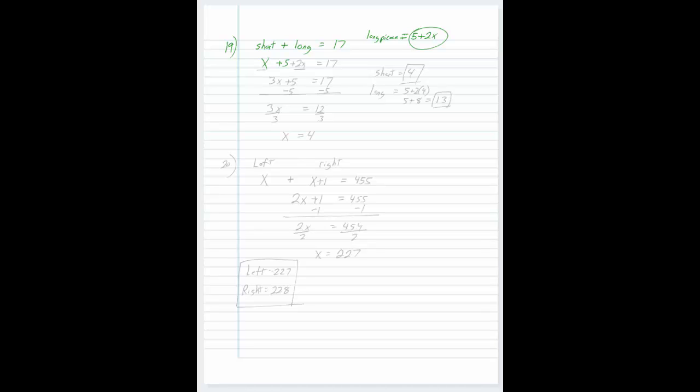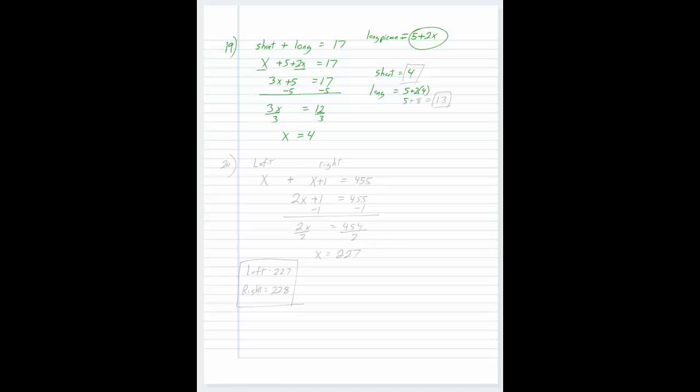Number 20. The left and right page numbers of an open book are two consecutive integers whose sum is 455. Find the page numbers. So we have the left and the right. I have no idea what the left is, so I'm just going to call that X. I have no idea what the right side page is, but since the keyword is consecutive, I know it has to be one more than the left side. So I'm going to write X plus 1, and that has to equal 455.